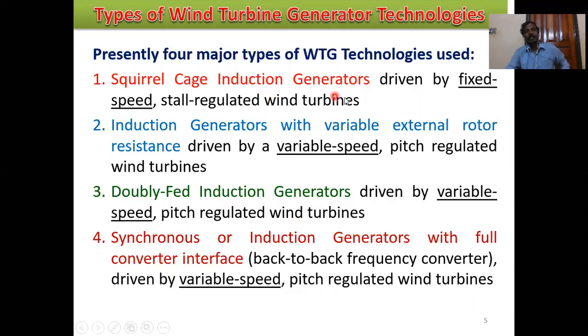So squirrel cage induction generators are driven by fixed speed stall regulated wind turbines. Induction generators with variable external rotor resistance are driven by variable speed regulated wind turbines. Double fed induction generators are driven by variable speed pitch regulated wind turbines. Synchronous or induction generators with full converter interface, with a back-to-back frequency converter, are driven by variable speed regulated wind turbines.